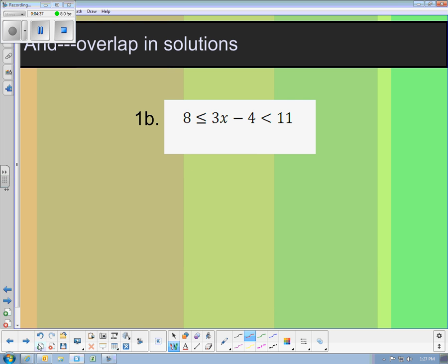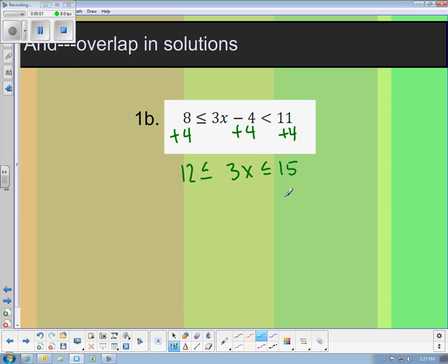Let's take a look at 1b. I have 8 is less than or equal to 3x minus 4, which is less than 11. I'm just going to solve it from the middle here. So I'm going to add 4 to both sides. So I end up with 12 is less than or equal to 3x, which is less than or equal to 15.